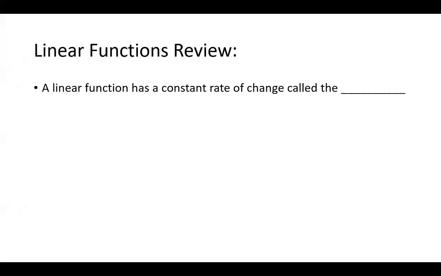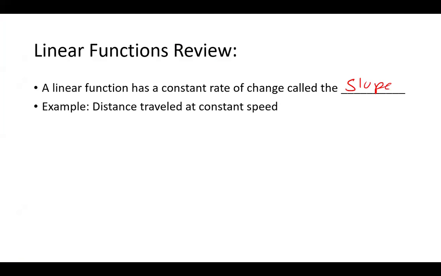So with linear functions, back when you first started talking about this, a linear function has a constant rate of change called the, what's the constant rate of change called for linear? The slope. Okay. So for example, if we have the distance traveled at a constant speed, I'm driving the same speed for X amount of time. Therefore, that's an example of a constant rate of change.